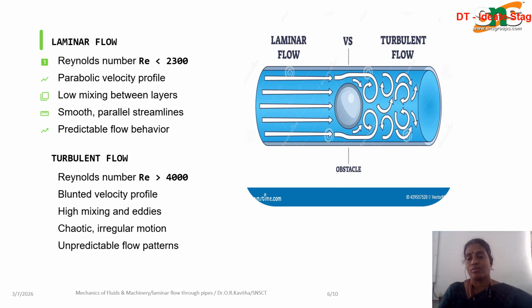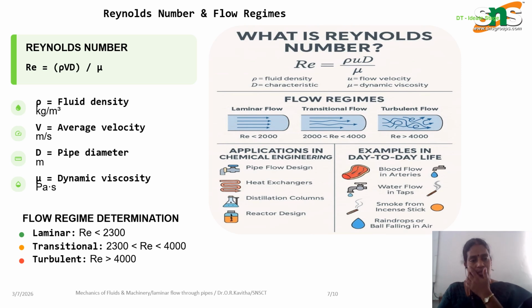and it is very difficult to predict the flow pattern. Here the Reynolds number can be calculated by the formula rho V D divided by mu, where rho is the density of the fluid, V is the average velocity, D is the diameter of the given pipe, and mu is the dynamic viscosity.